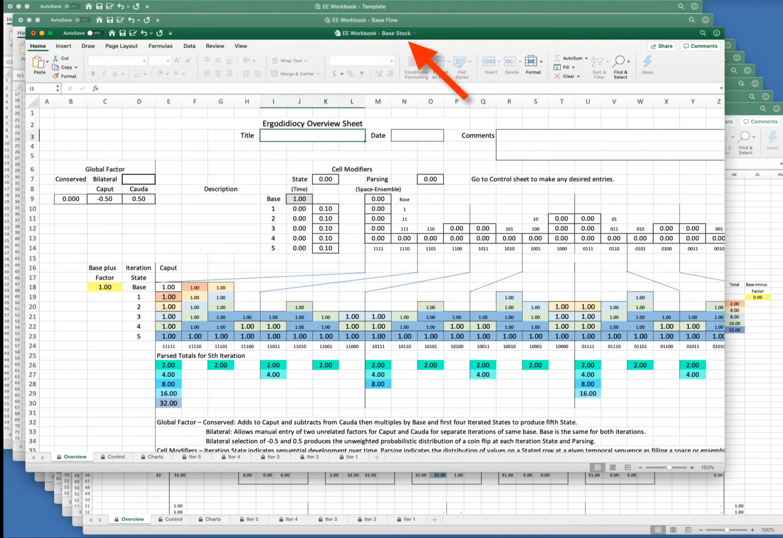The base stock workbook is preset with a factor of 0, which sets all the values of the microstates to 1, demonstrating by the values of the averages of each state and for each element flip that it is ergodic as well. We observe that the graphs for the base flow and base stock are both flat and they reflect one another.